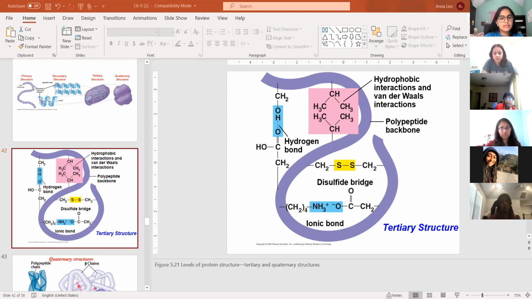So I think that answered it pretty well. Explain briefly the tertiary structure of proteins and why it is stable. So this is the structure: you have different hydrogen bonds, you have different interactions, and the reason it's stable is because you have the disulfide bridge.